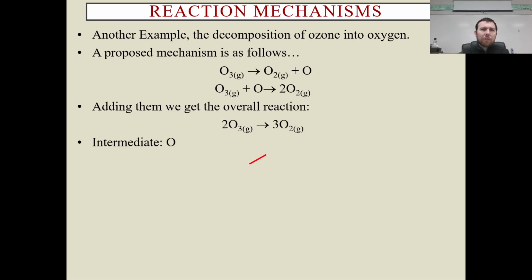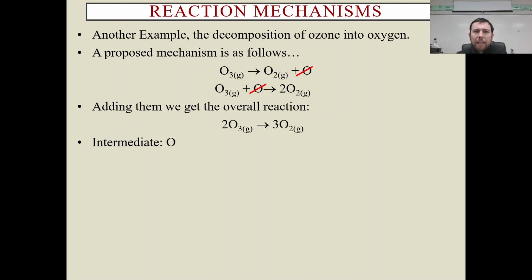Now, let's take a look at another example. Let's think about the decomposition of ozone into oxygen. So we're provided with the following mechanism. They don't tell us whether it's a slow or fast step. Typically they do. So you've got ozone goes to oxygen and free radical oxygen. And then you've got ozone plus that free radical oxygen producing two oxygen atoms.